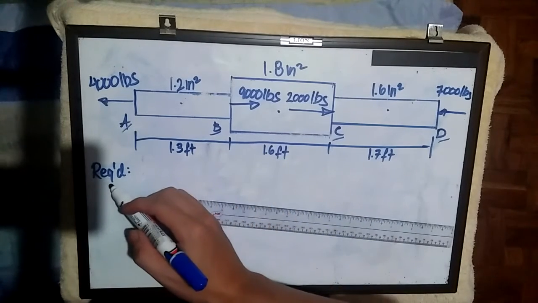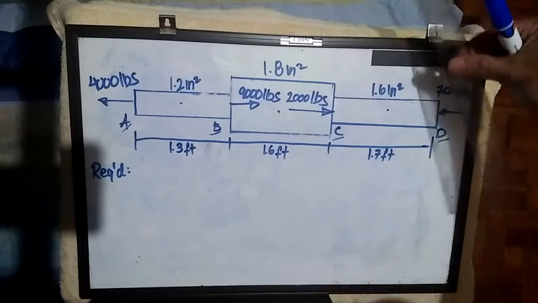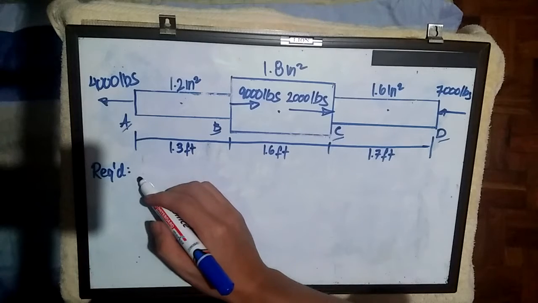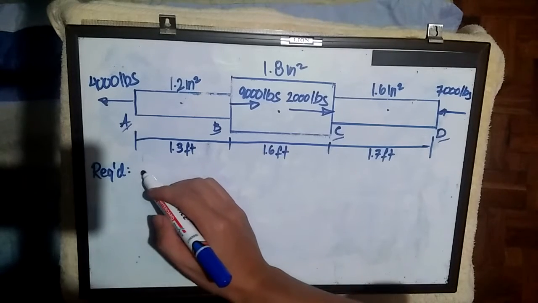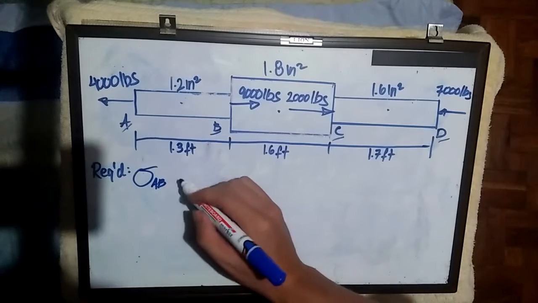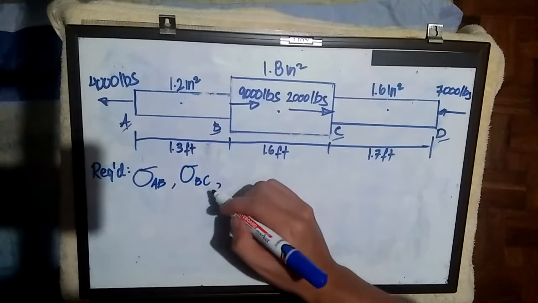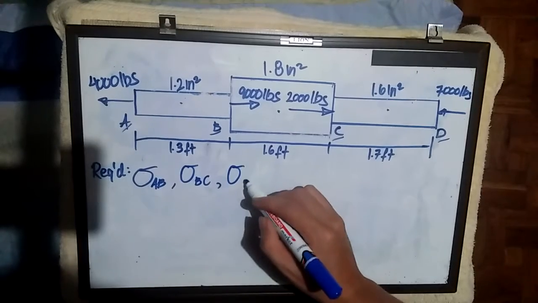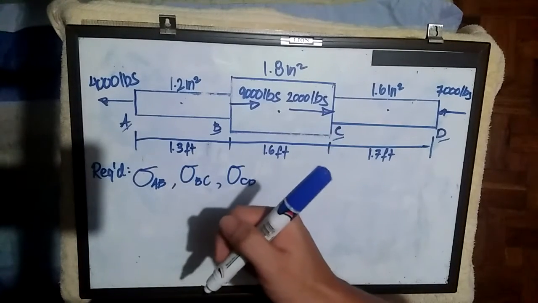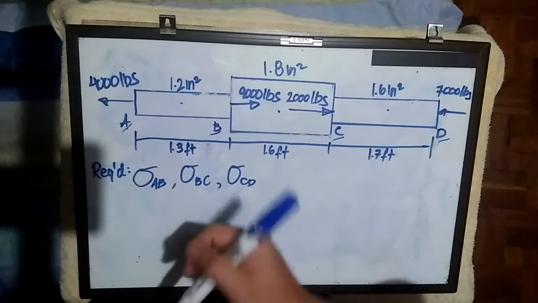So dito po sa required, as always, we need to indicate kung ano po yung sinosolve natin. Kaya dito, yung pinakauna is that yung designation po for the actual stress is simply sigma, di ba? Sigma sub AB, and then sigma sub BC, and of course, sigma sub CD. Kasi tatlo po yung segment na kailangan natin i-solve dito corresponding to their actual stress.